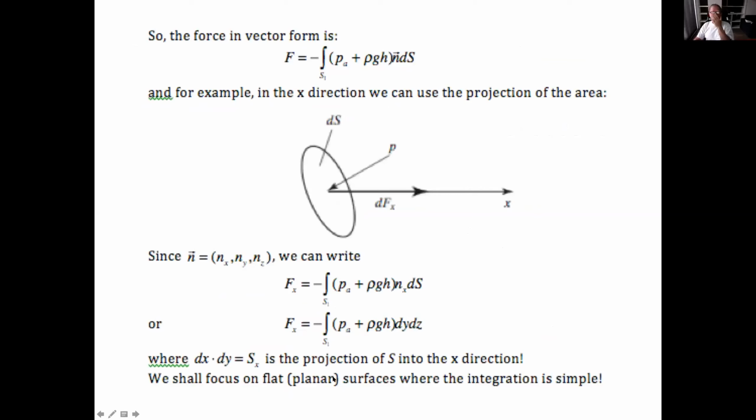Before we go, I took the force equation from before, it was P n dS, but instead of pressure, I put P_A plus rho g h, which is how the pressure changes as we go deep inside the container. And then just to continue more about this little n guy, I just want to talk a little bit about the normal.